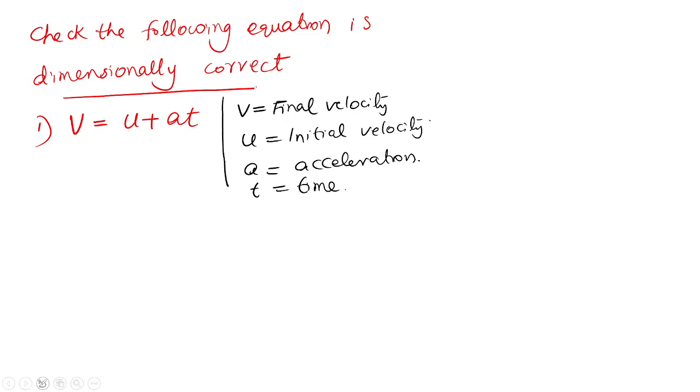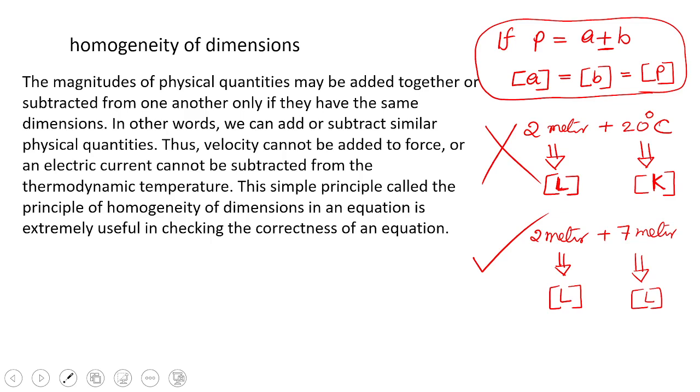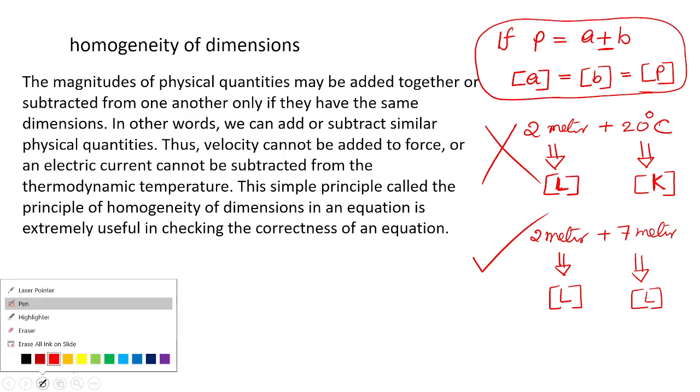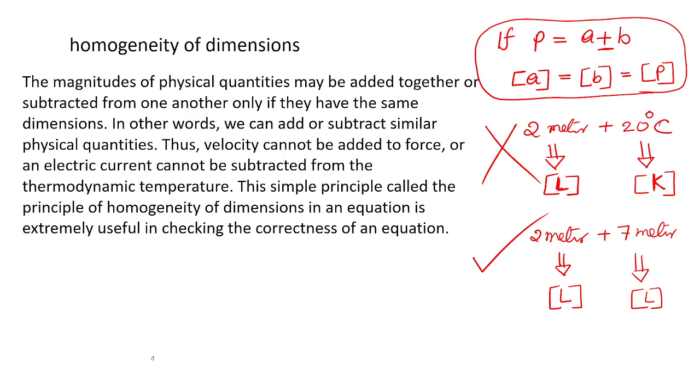How will you verify? I will tell you. You just prove that the dimension of left hand side is equal to dimension of right hand side. If we have an identity, then dimension of left hand side must be equal to dimension of right hand side. And let me explain one more result. Some important results I would like to discuss without any proof.